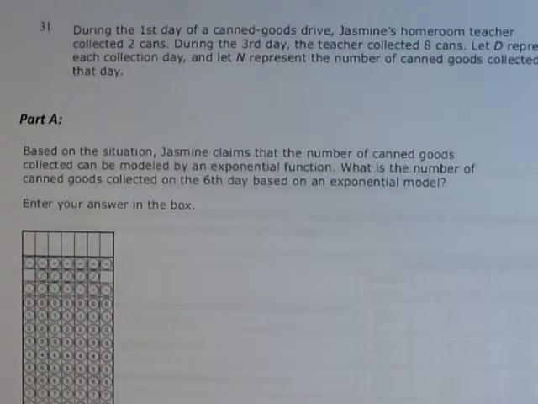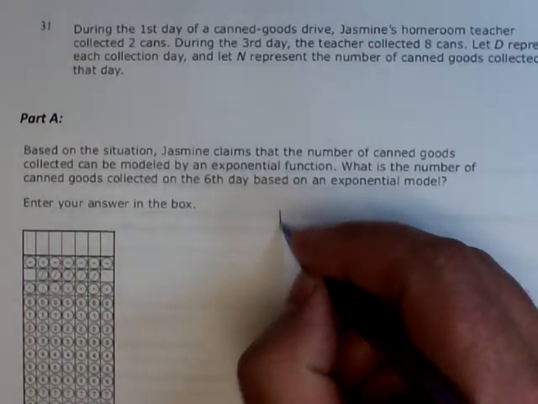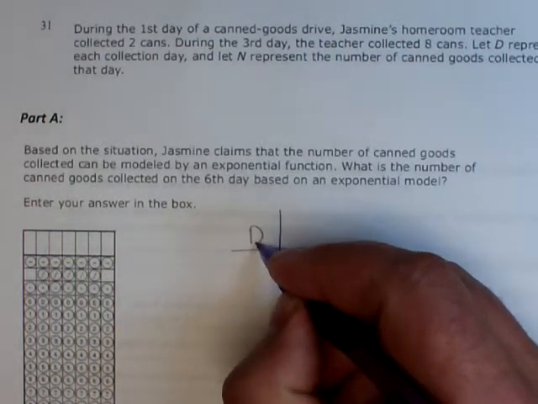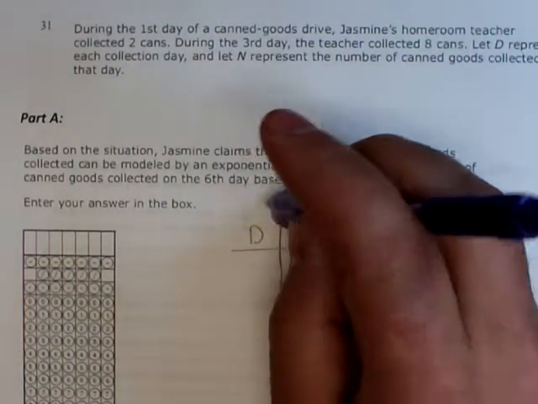Number 31. During the first day of a canned goods drive, Jasmine's homeroom teacher collected 2 cans. During the third day, the teacher collected 8 cans. Let D represent the collection day, and let N represent the number of canned goods on that day. I'm already envisioning a table here: the day and the number of cans.